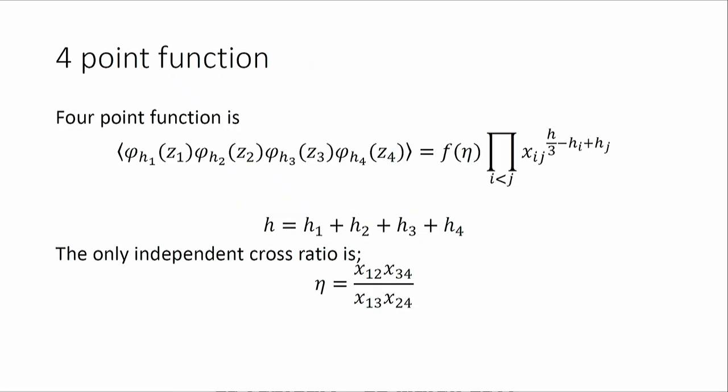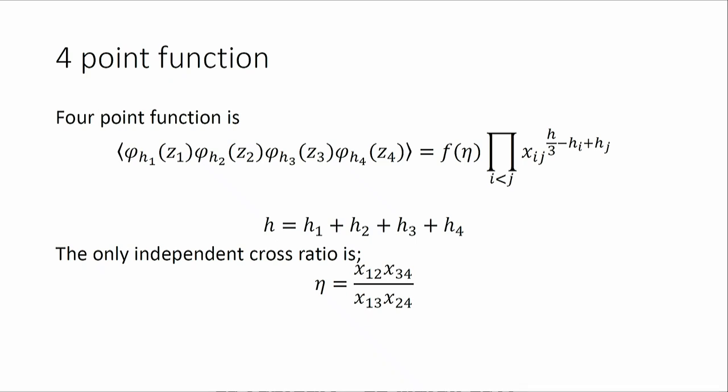The next step is the four-point function. The same game is played with the four-point function, and you get a structure which has the right scaling properties. But the problem with the four-point function is that you then have this cross ratio. This cross ratio, you can show, is invariant under conformal transformations, and therefore it is possible to have a function of eta multiplying this set. And I don't have any way of determining f of eta unless you give me something more about the theory. So some sort of differential equation that this must satisfy.